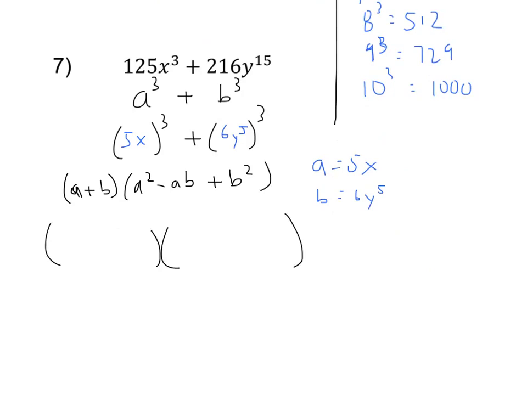Go ahead and double check your answer. You should have the following: 5x plus 6y to the 5th times 25x squared minus 30xy to the 5th plus 36y to the 10th. Oops, sorry, I should erase this and make that better. Plus 36y to the 10th. And that right there is your answer.